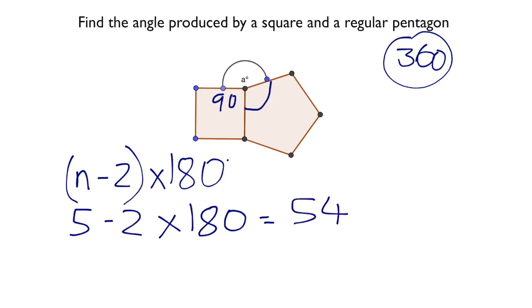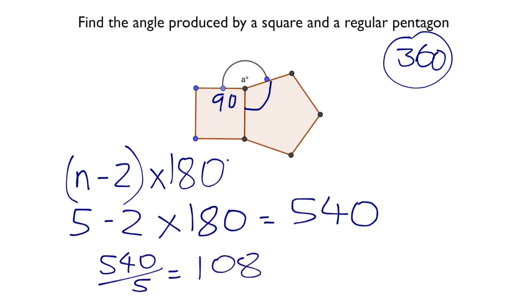And conveniently, this is a regular shape, so all the angles are the same inside. So I can just divide 540 by 5 to give me the answer, 108. So this angle in here is 108.